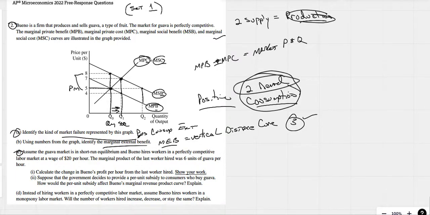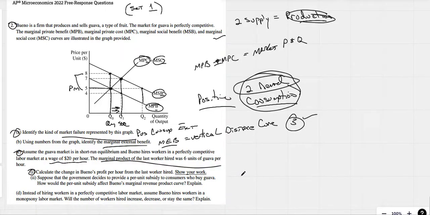All right. Assume the guava market. Now we turn toward labor. Assume the guava market is in a short-run equilibrium and Bueno hires workers in a perfectly competitive labor market. The wage is $20. The marginal product of the last worker hired was 6 units per hour. Calculate the change in their profit per hour from the last worker hired.